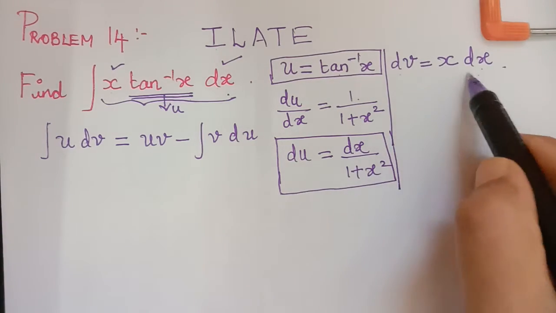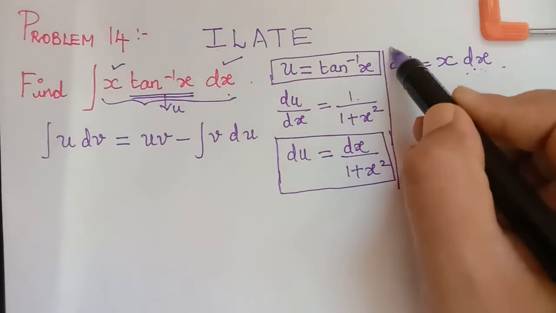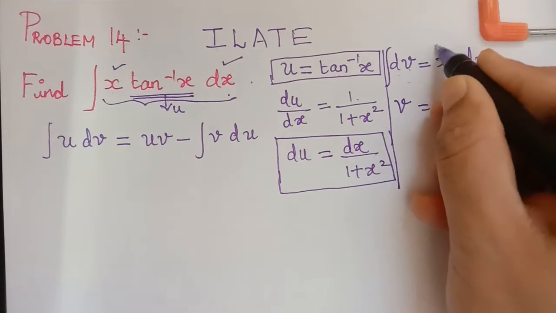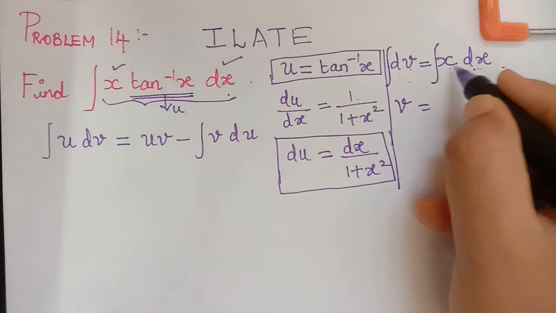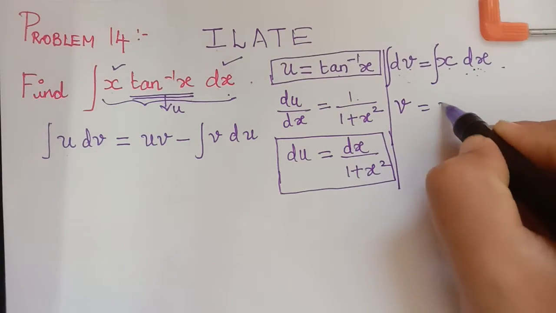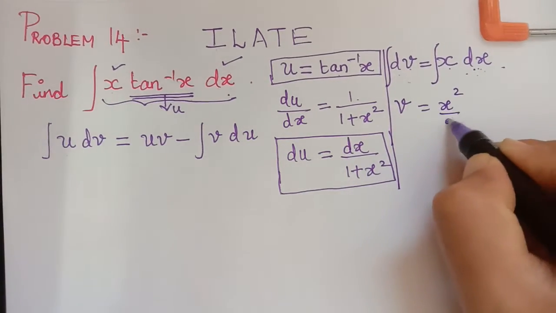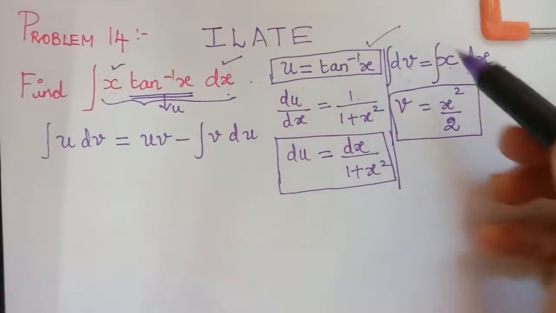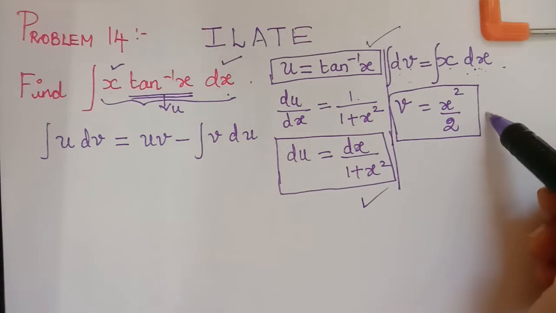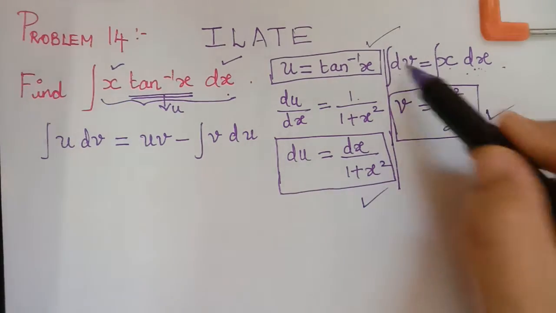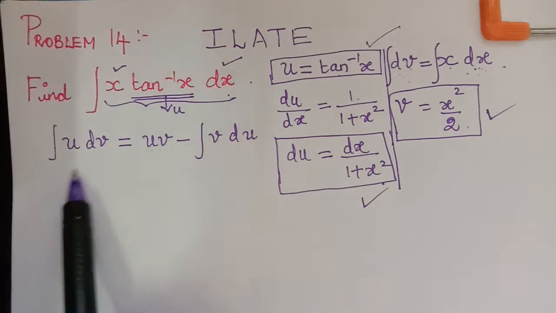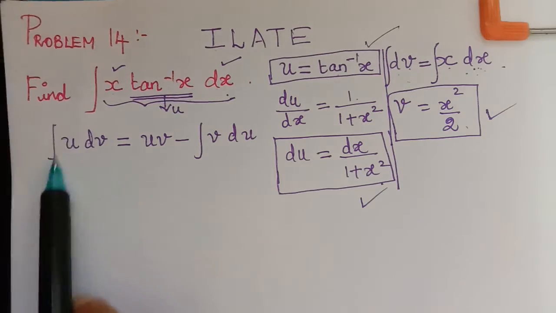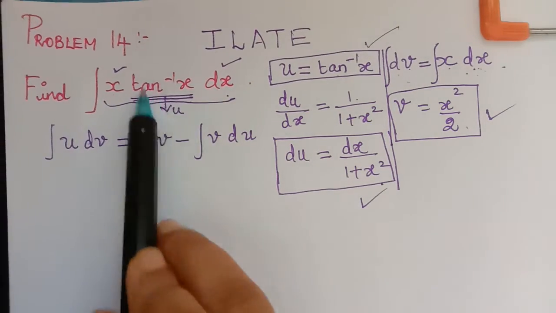Now from this we have to integrate on both the sides. So when we integrate dv, we get v, and when we integrate x dx by using the formula x power n, we will be getting x squared by 2. So this will be the value of v. So now we have chosen u, from which we have obtained du, and we have also obtained v. We have to substitute all these three in the formula that I have written here. So now integral u dv. What is this? This is the given question. So this is u dv.